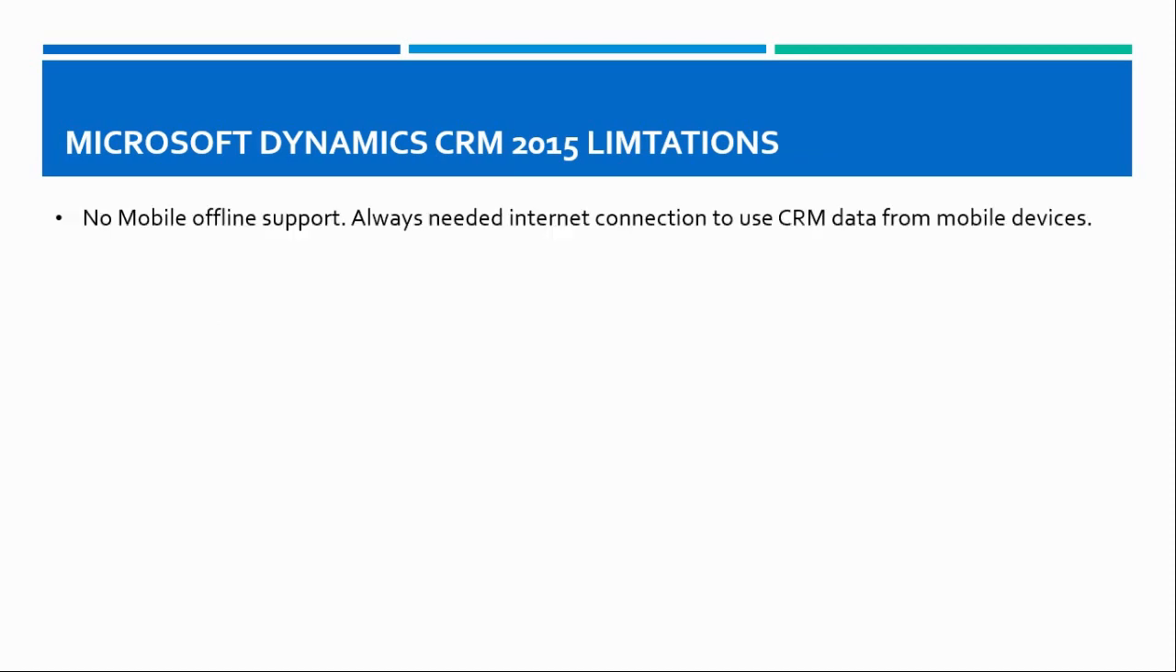Let us now see a few limitations as well. Up until now, whenever you wanted to use a CRM application from your mobile phones or tablets, you always had to be connected to the internet. So till now, no mobile offline support was available. You always needed an internet connection to use CRM data from your mobile devices. There was no provision to invoke business rules from business process flow.